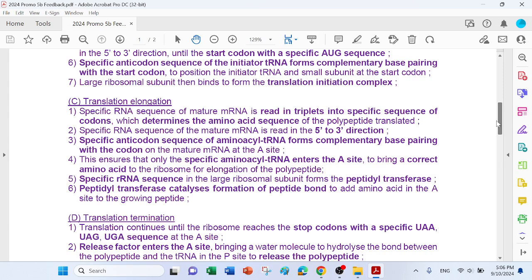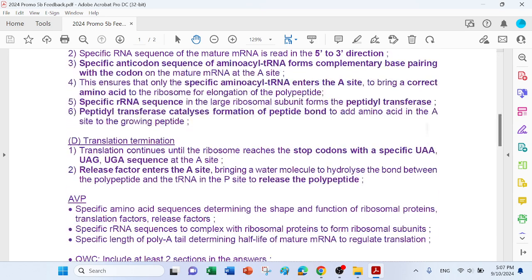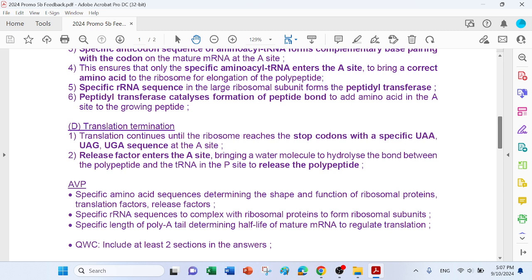So again, not just describing the elongation process, but highlighting what are the specific sequences required and how they are important for this process. Okay, next, termination. That's where we involve the specific sequence of the stop codon, and there are 3 sequences, UAA, UAG, UGA, which allows the entry of the release factor into the A site, to bring the water molecule to hydrolyze the bond holding the polypeptide and the tRNA in the P site. Note, it's not to hydrolyze the polypeptide. Hydrolyze polypeptide means break down polypeptide, right?